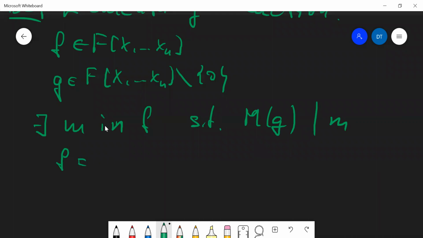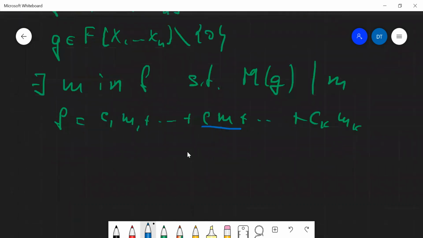So f equals c1 m1 plus etc. plus some cm plus etc. plus ck mk. So we have this monomial of f, and the corresponding coefficient is c. So what I want to do is replace m by the tail of the polynomial g.